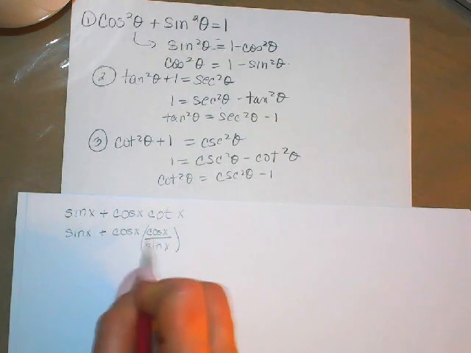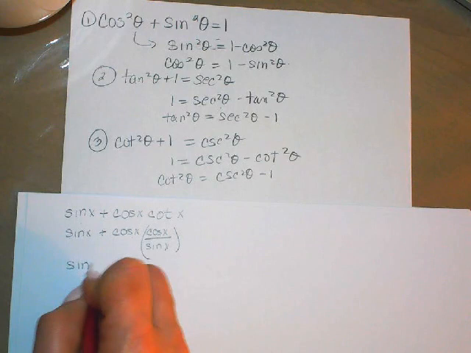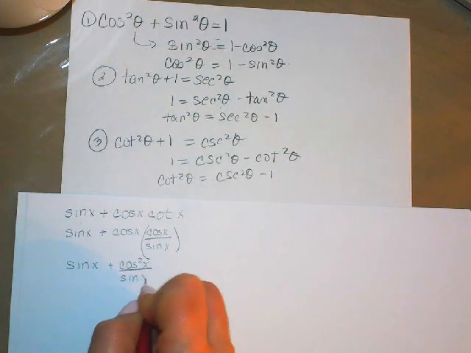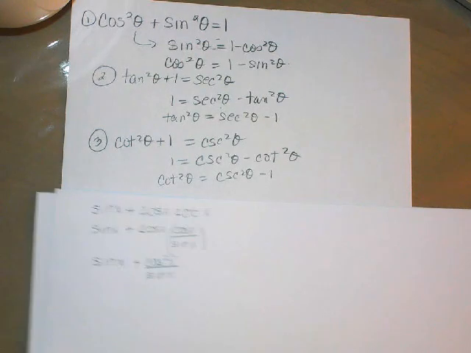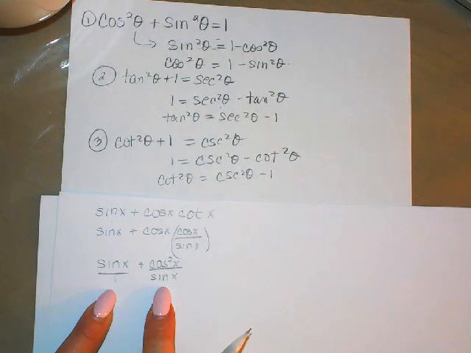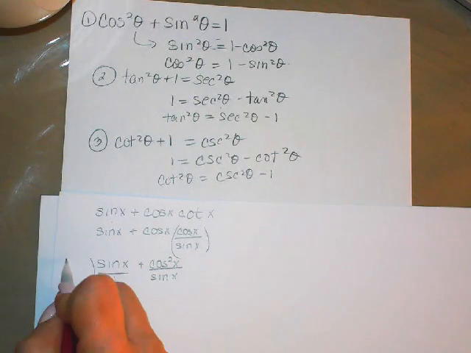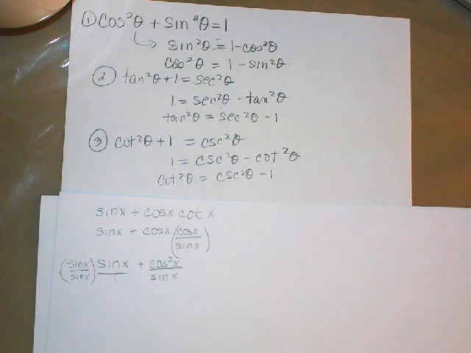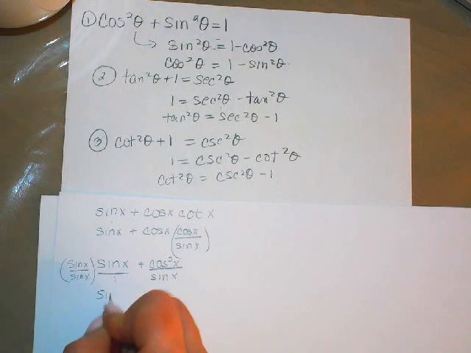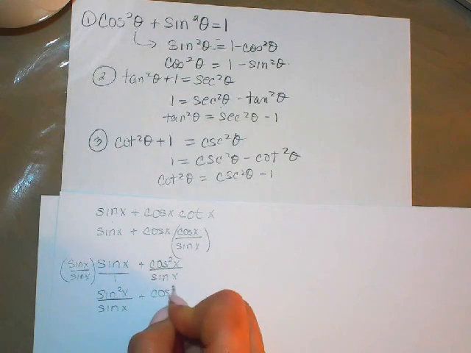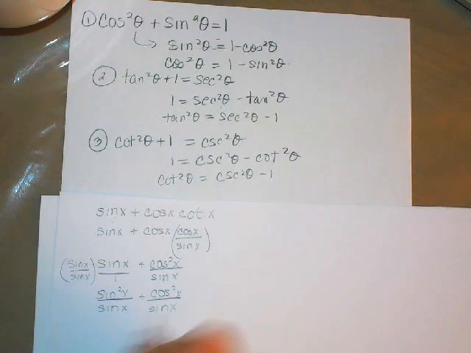So I can multiply these. I can't cancel anything out. So this is going to be sine x plus cosine squared x over sine x. If you want to visualize this better, think of this over a denominator of 1. They don't have common denominators. So what I'm going to have to do is multiply this whole thing by sine x over sine x to get a common denominator. When I do that, this new fraction is sine squared x over sine x plus cosine squared x over sine x.